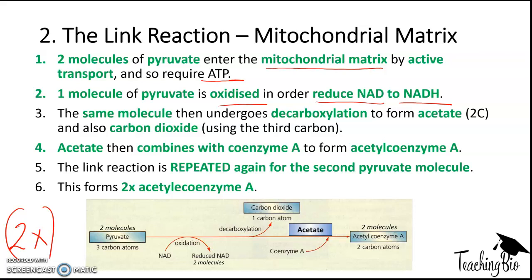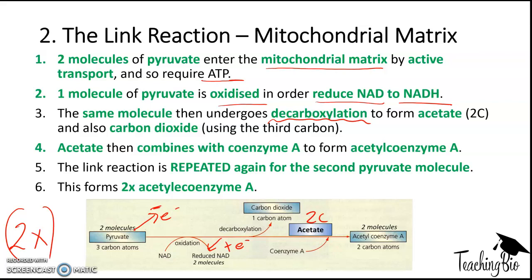So in this way, the pyruvate is being oxidized because it's losing its electrons. The electrons are being lost from the pyruvate, and the electrons are being gained here instead. So we've got loss of electrons and gain of electrons. The same molecule will then undergo decarboxylation, which, as the name suggests, is the removal of carbon, and that will then form acetate, which is 2 carbons, and also carbon dioxide. So we've got 2 carbons here, 1 carbon there, 3 carbons in total, and we started off with 3 carbons.